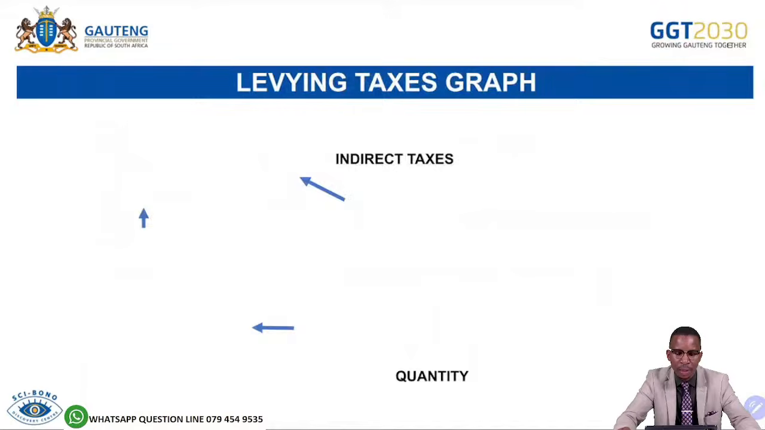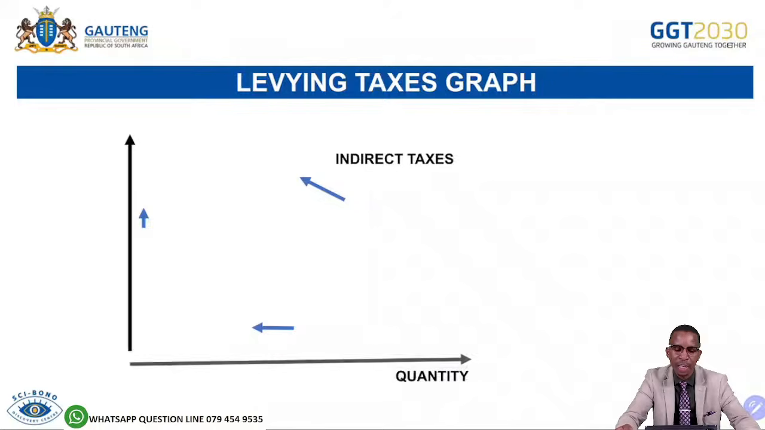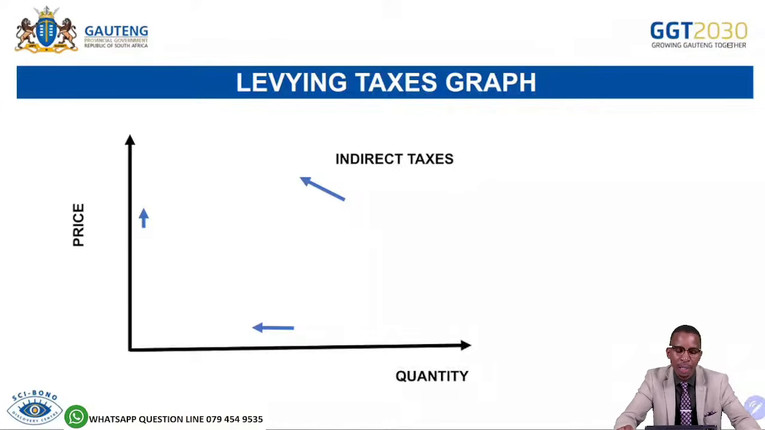And then we continue with the graph of taxes. Remember, if ever tax is imposed, the cost of production will increase and will be high. Then the price will also be high. Then firms will produce less while consumers are demanding more.